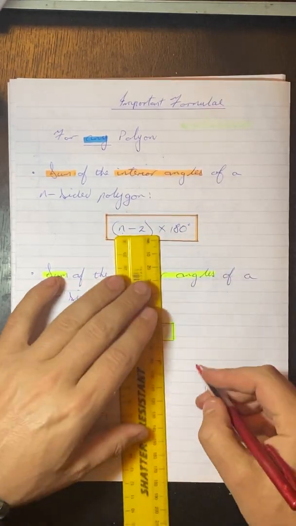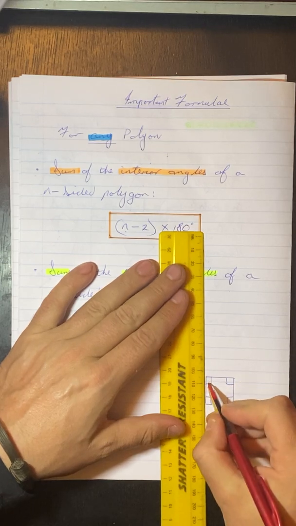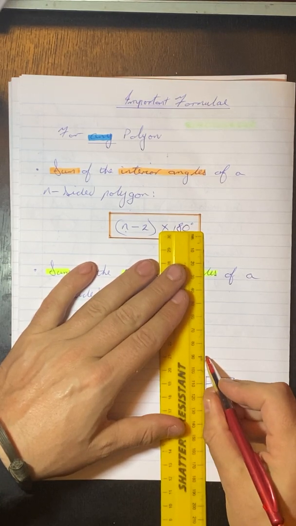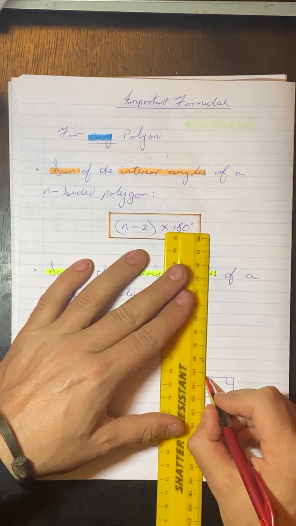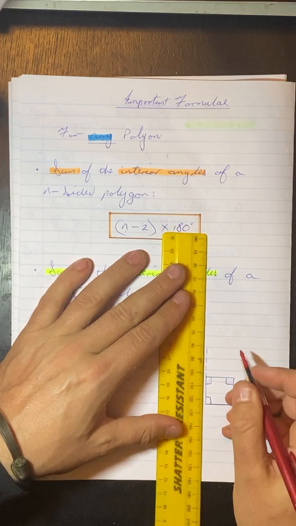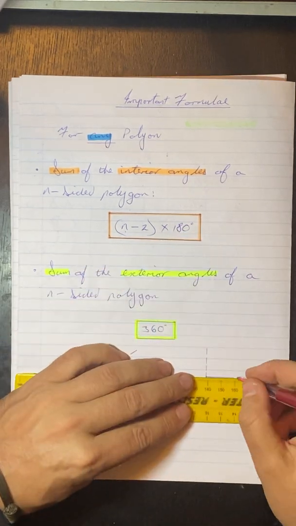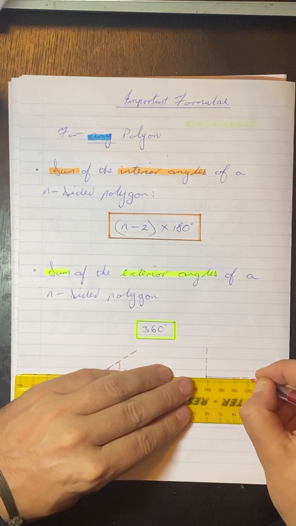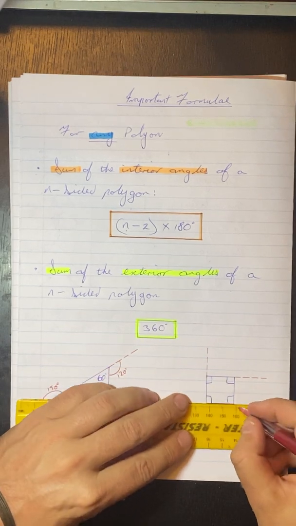It doesn't make a difference. Looking at this angle over here, I can make my exterior angle going up or across. Here I'm just going to make it go up. Okay, for this one here, let's make it go across. For this one, let's make it go across.